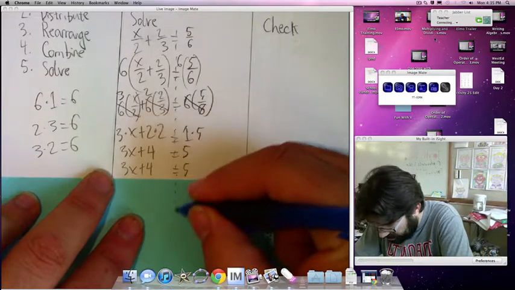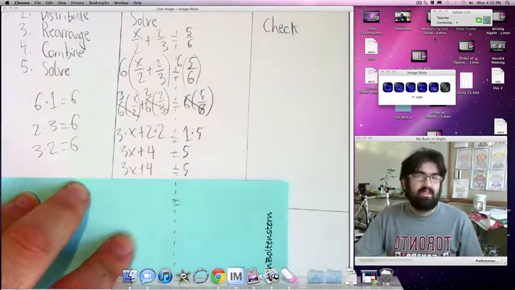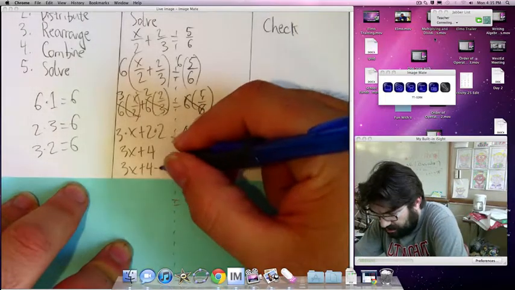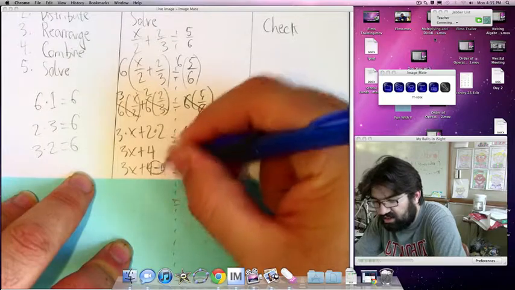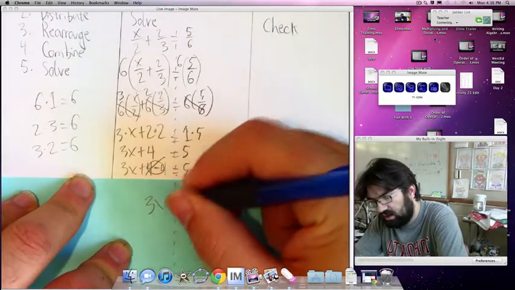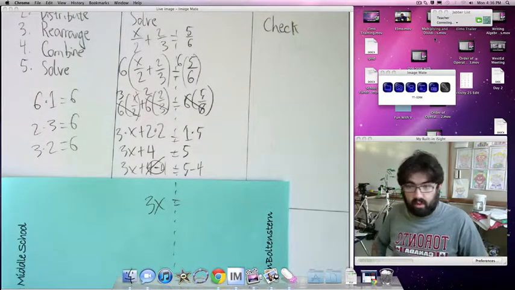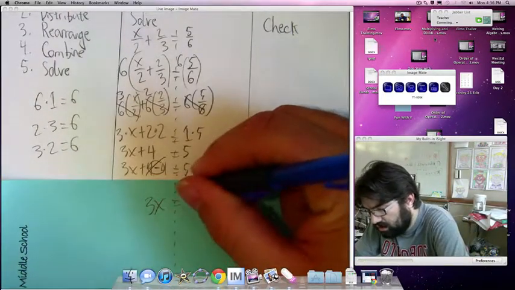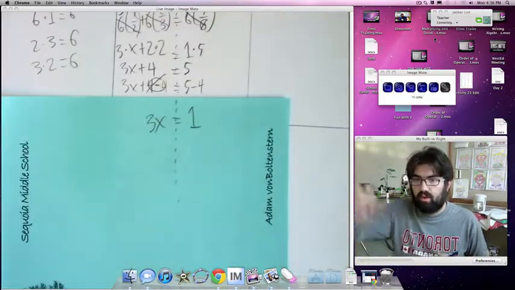Our balance line. So what I'm going to add, or actually, the opposite of adding 4 is just subtracting. So I'm just going to subtract 4 from both sides. 4 minus 4 is 0. So we have 3x. And then we have 5 minus 4. Well, that's just equal to 1. I'm going to rewrite again. So going a little further down.